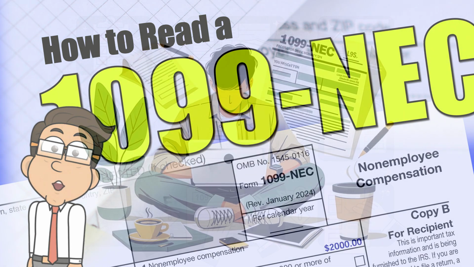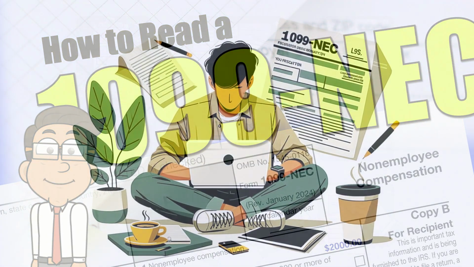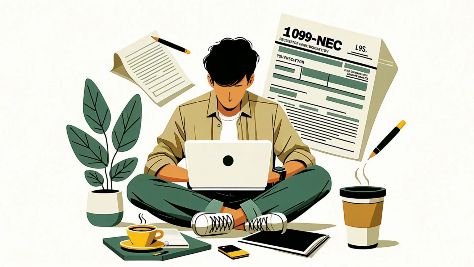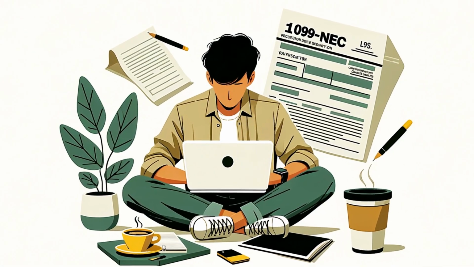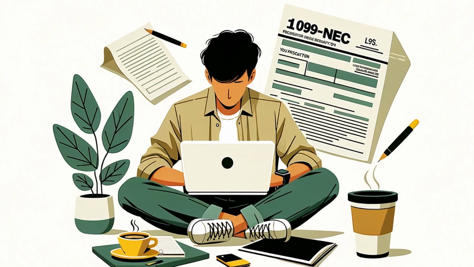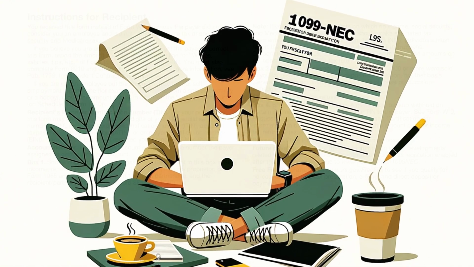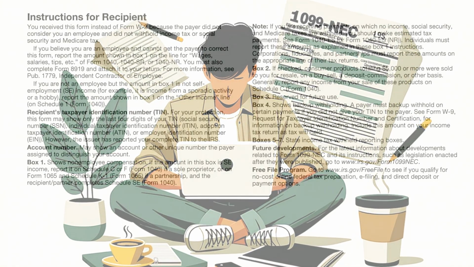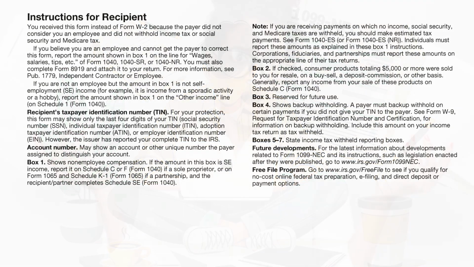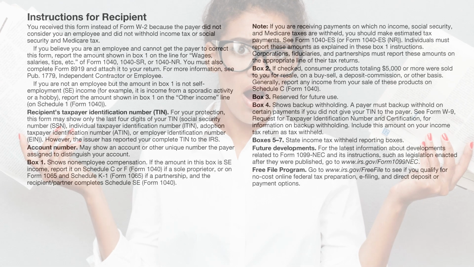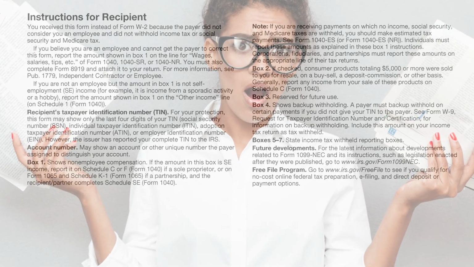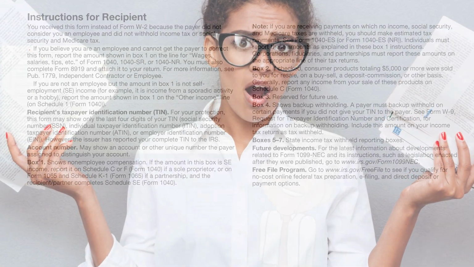So, the 1099 NEC form is essentially a tax form used in the US for reporting income you earned as a freelancer or independent contractor. Think of it as the W-2 for the self-employed. If you've done any freelance work and earned more than $600 from a client, you'll likely receive this form. And it's important because it tells the IRS exactly how much you made so you can report your income accurately.